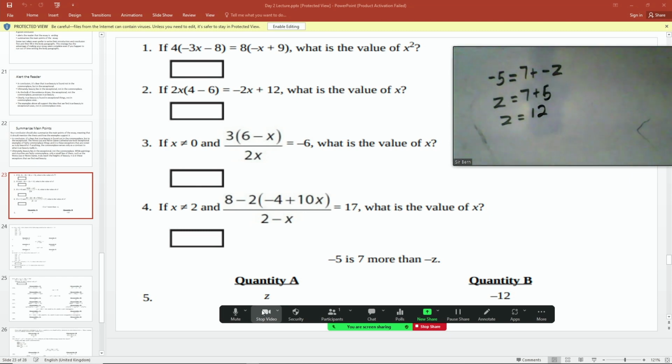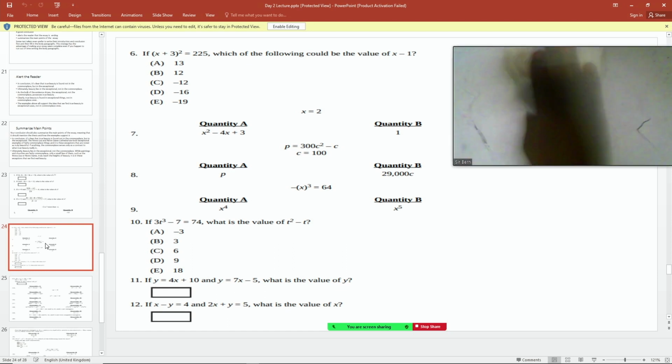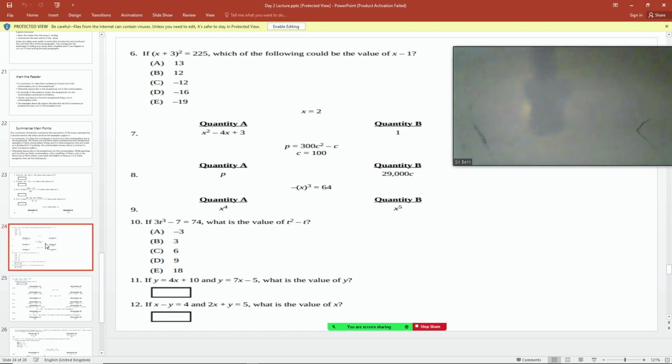And quantity A is z. Quantity B is 12. So the quantities are equal, because A is equal to 12. That is that. Moving on to question 6. Question 6, we are solving for x minus 1, given this equation. So we find x, then we just subtract 1 from x.